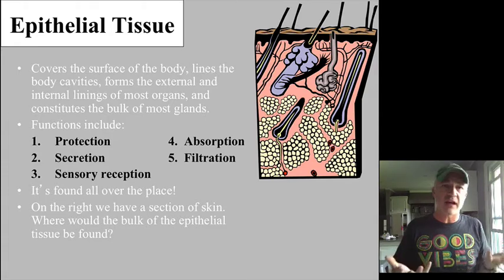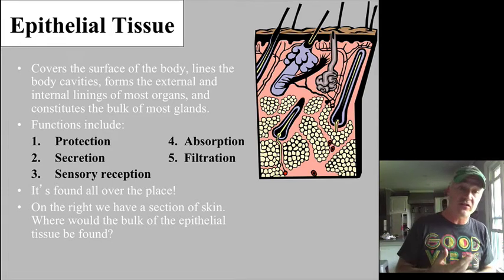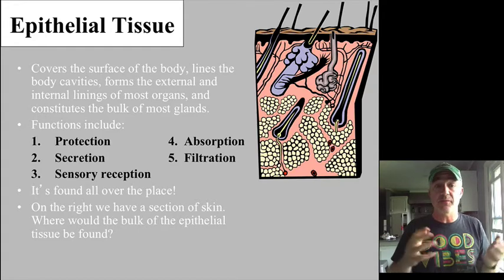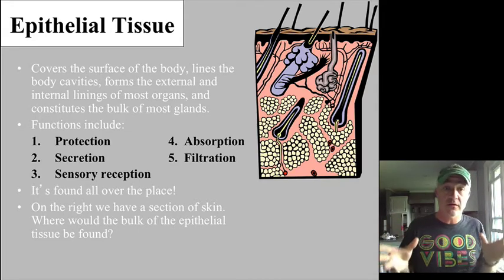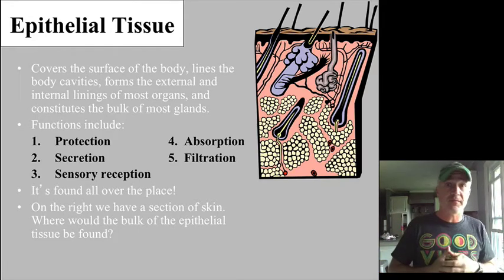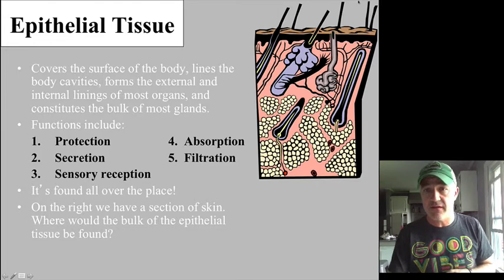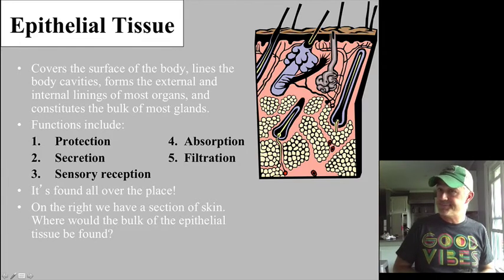Sensory reception, a lot of your epithelial tissue is going to have nervous tissue coming into it, which helps with sensory reception. It is a place where a lot of these are found. The epithelial tissue itself is not doing the sensory reception. So, again, on the one over to the right here, a lot of it would be here, but these glands right here, this gland right here, those are all epithelial glands as well.